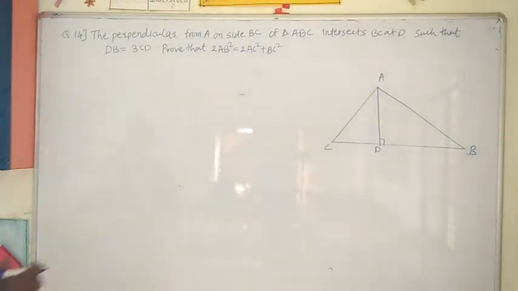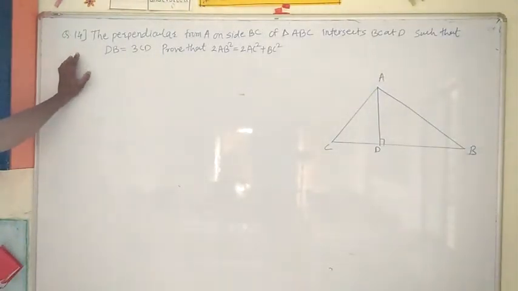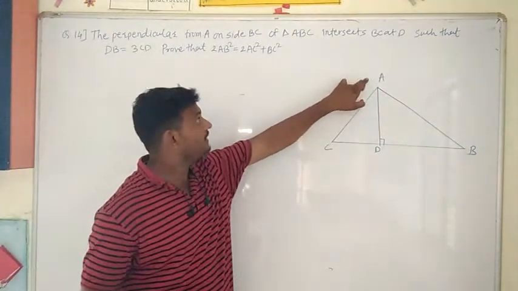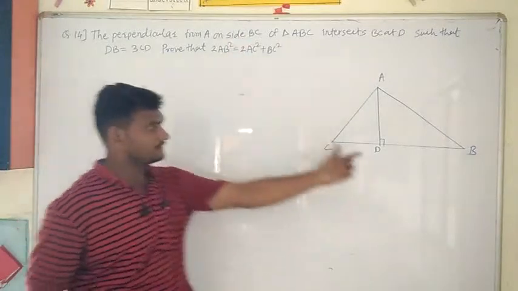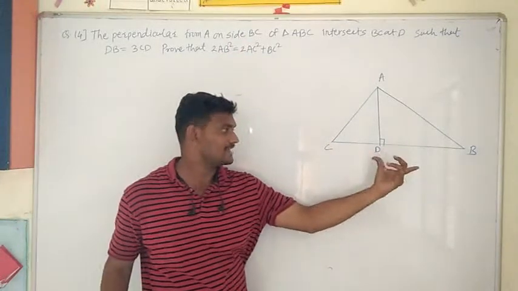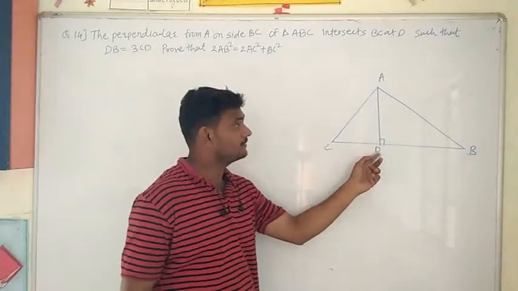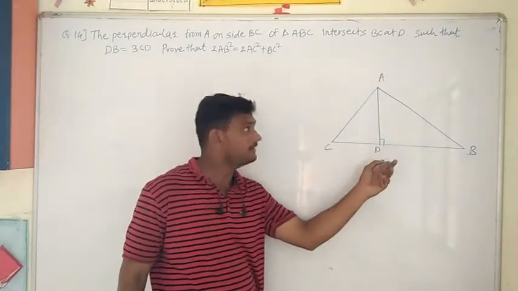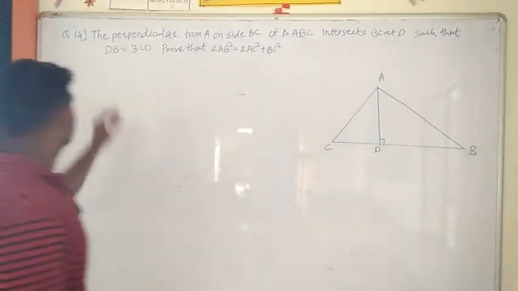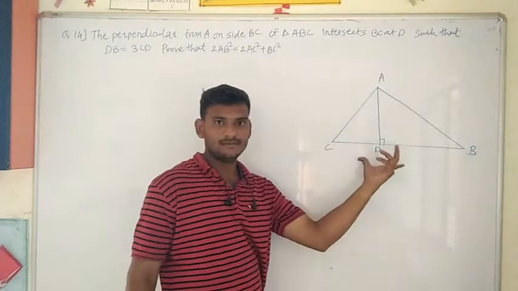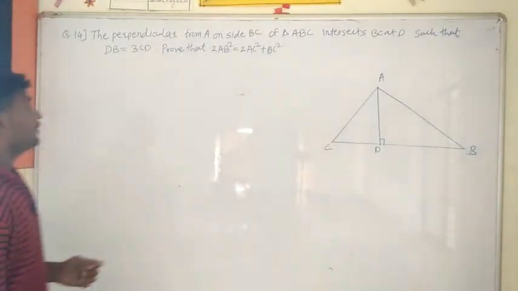Now we will see question number 14. See, in question number 14 what is given? The perpendicular from a point A on a side BC of a triangle ABC intersects BC at point D such that DB is equal to 3 times CD. It is given. Now what do we have to prove?